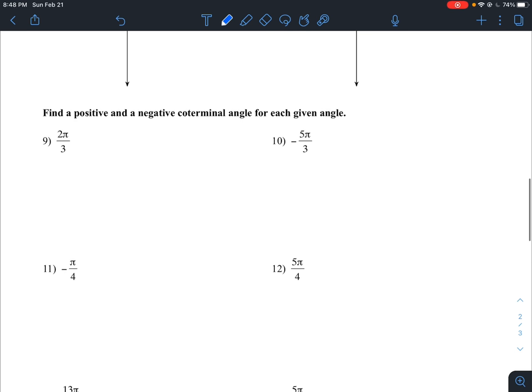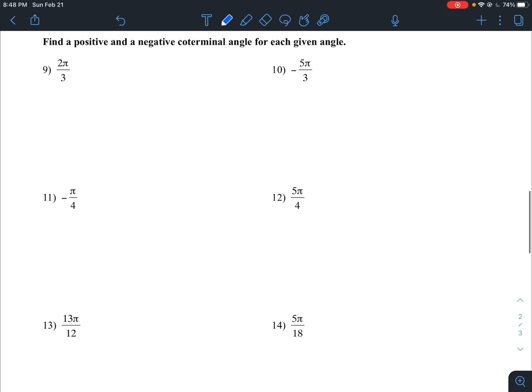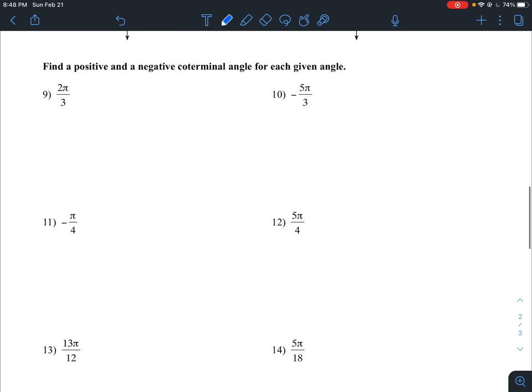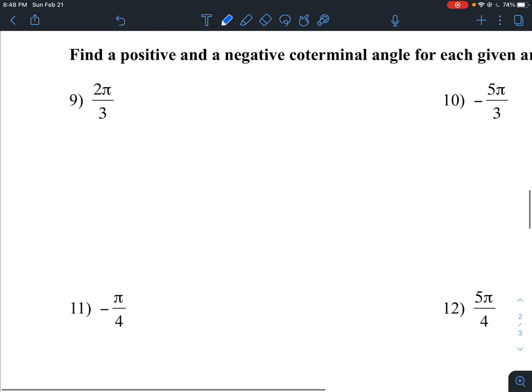Now there's one more section down here, and that is to find a positive, so one positive and one negative coterminal. So you're going to need two responses to these questions down here. So I'll help you with the first one or two. Before, in the 8.2 notes in that video, we were given, say, something like 120 degrees, and 120 degrees in order to find a coterminal angle.